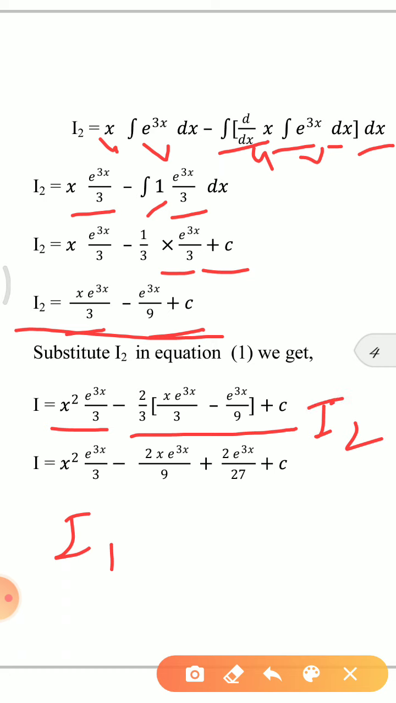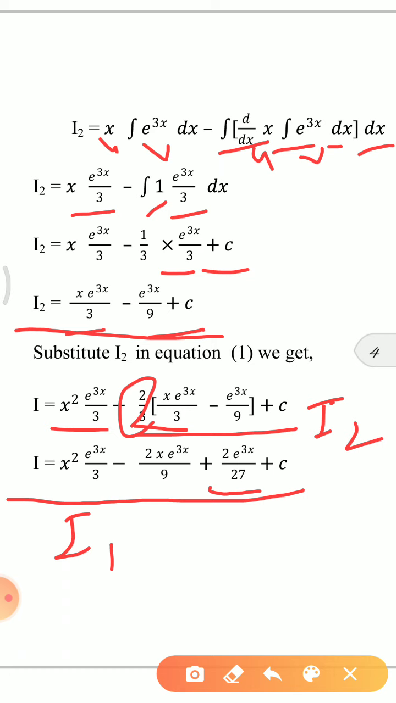That means I is equal to x square into e raised to 3x upon 3 minus 2 by 3 into bracket x into e raised to 3x upon 3 minus e raised to 3x upon 9 plus c here. Then we have to multiply this 2 by 3 into the bracket, that is, the answer becomes I is equal to x square e raised to 3x upon 3 minus 2x e raised to 3x upon 9 plus 2 e raised to 3x upon 9 times 3, which is 27, plus c.